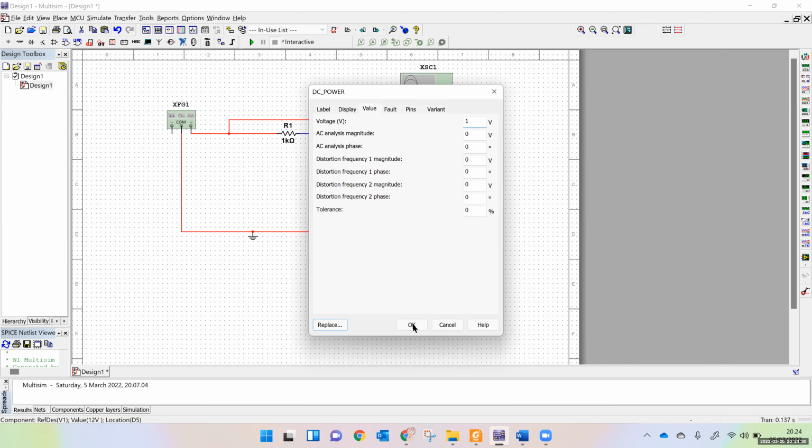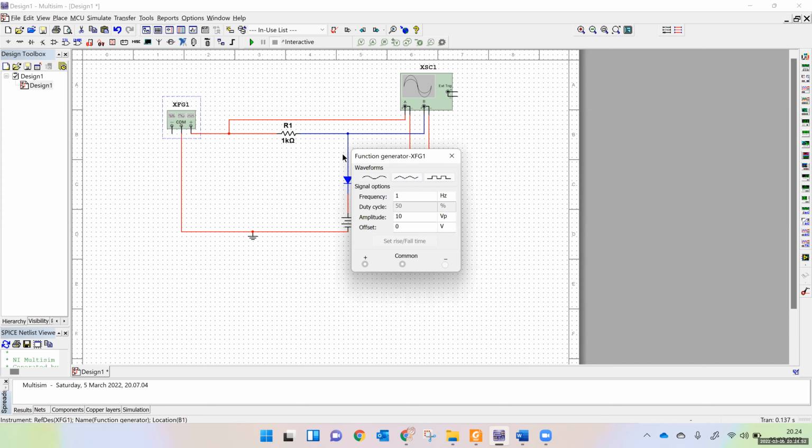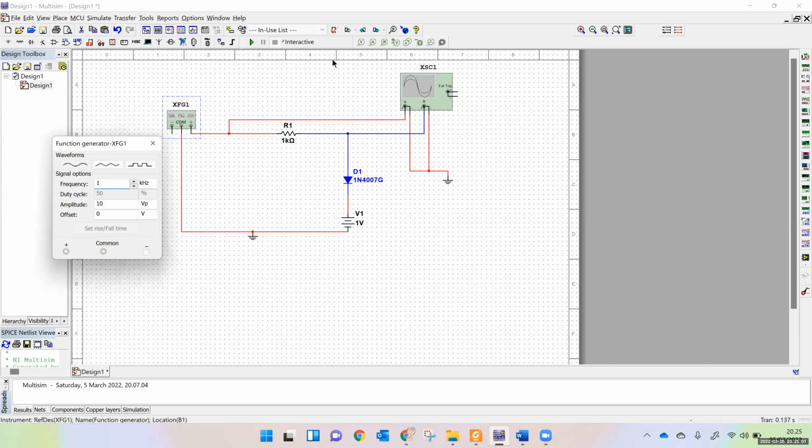It is 1 volt. So what will happen is that during the positive half cycle, the diode will conduct, and 0.7 volt will appear here, and then this will be added to this 1 volt. It will be 1.7 volt. Then during the negative half cycle, this will be reverse biased, and all the input supply voltage will appear here. So let's check the function generator setting. This should be 1 kilohertz and 10 volt peak, and yes, everything is okay. So let's run the circuit and see.